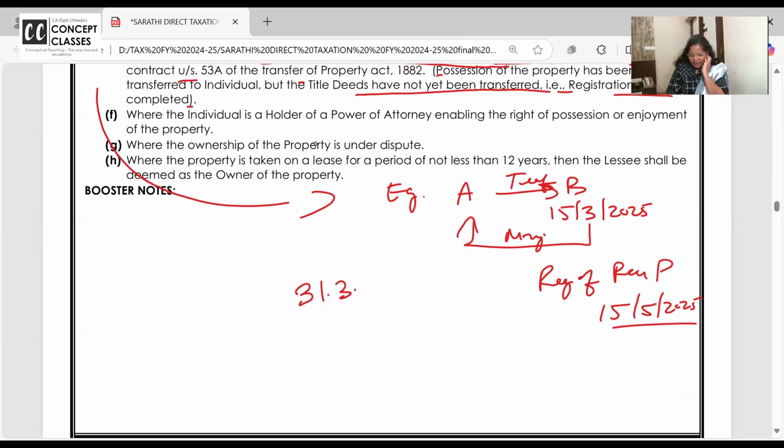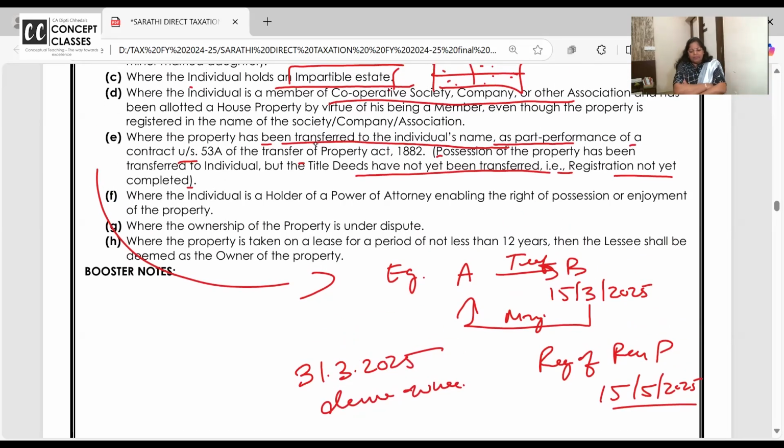Still, on 31st March 25, who will be the deemed owner of the property, A or B? I want you to write this example. You all also have this space in your notebook, compiler material जो आपको provide किया है. But पहले answer दो. Who is the deemed owner on 31st March? A or B?